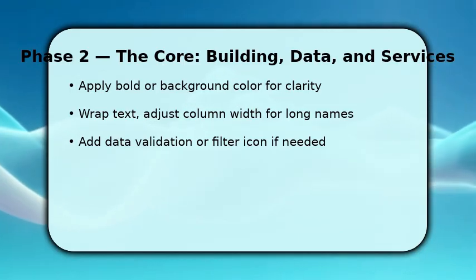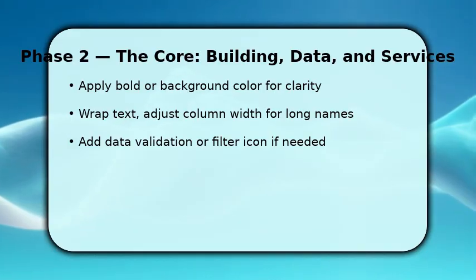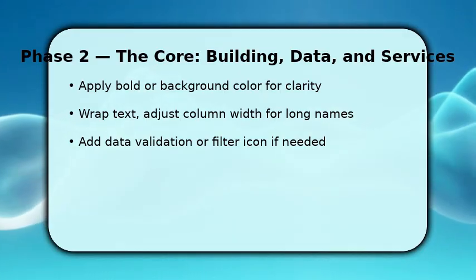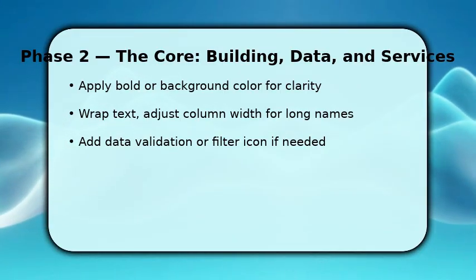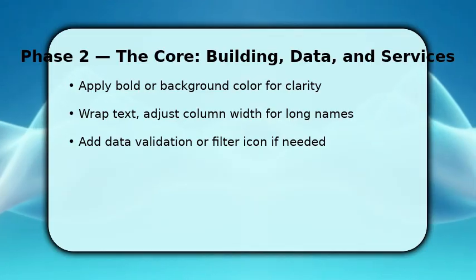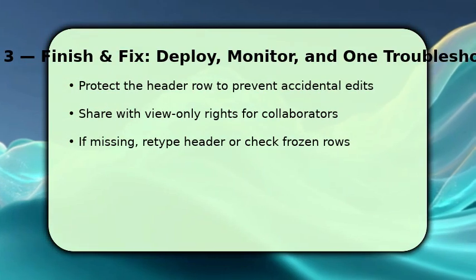To enforce data consistency, add data validation to the column. This links the header to the column's behavior. Once formatted, add a filter from the toolbar so the header displays a filter icon and the column acts like a named field. To finish, protect the header row so others cannot overwrite your column name.